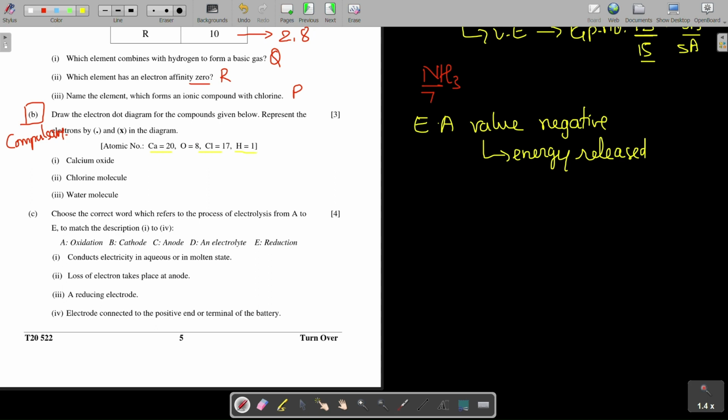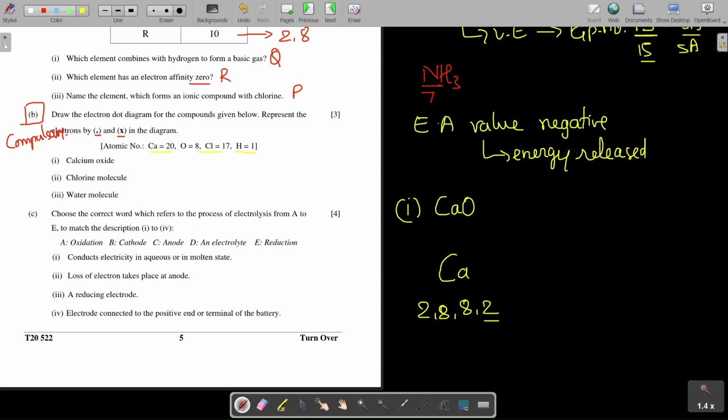So the first one is calcium oxide. The calcium oxide formula is CaO. Read the instruction here: represent the electrons by dot and cross. When there are 2 elements, one element's outermost electrons will be represented by dots, and the other element's electrons by crosses. An electron dot diagram is nothing but showing the valence electrons. For calcium, the atomic number is 20, so write the electron configuration 2, 8, 8, 2.